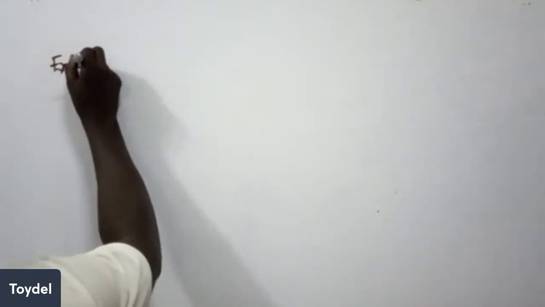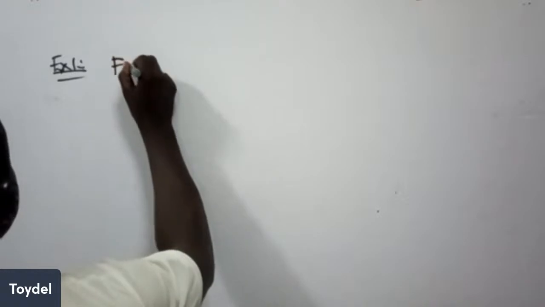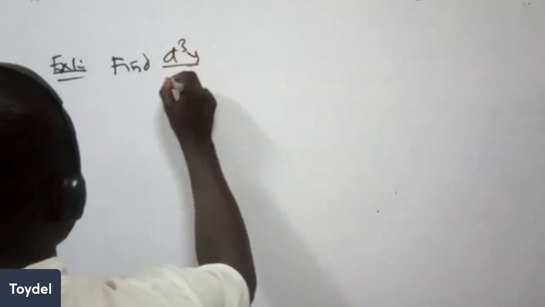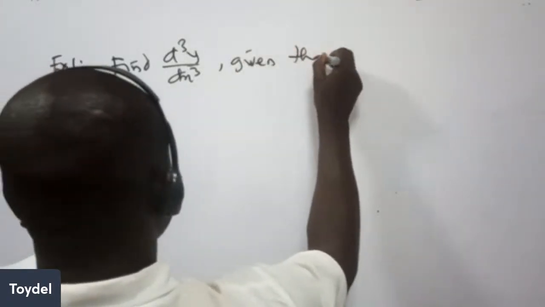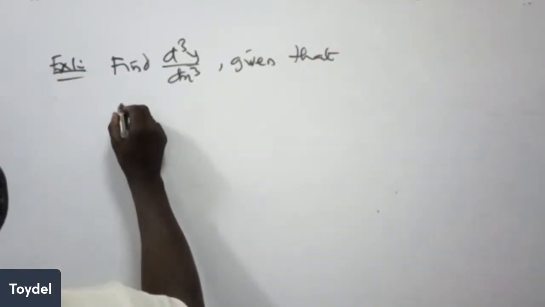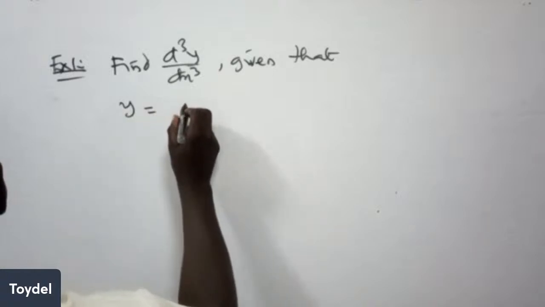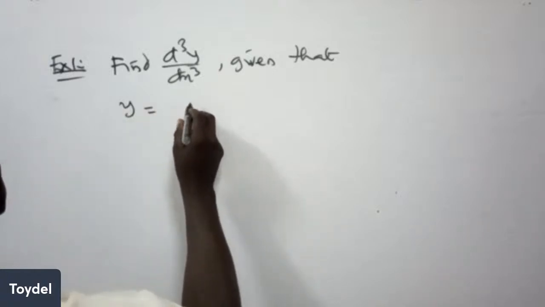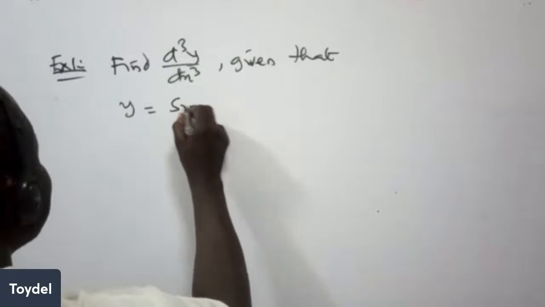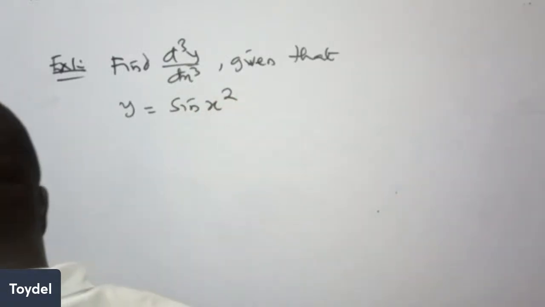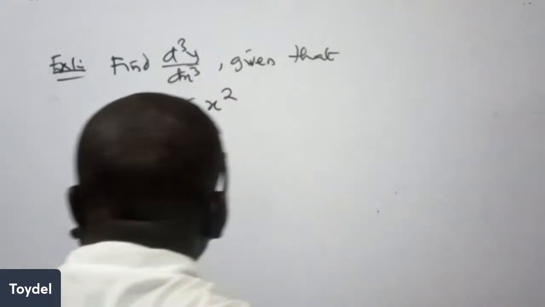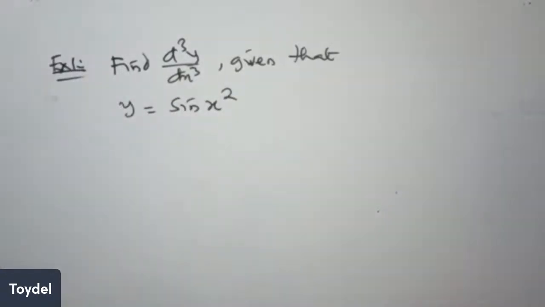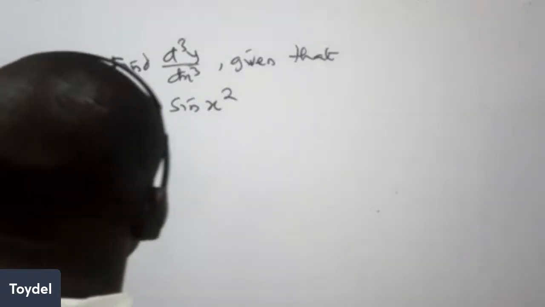Example. Find d cubed y over dx cubed, given that y is equal to sine x squared. So let's look at this. This is sine x squared. It's not sine x all squared, though. It's sine of x squared. So what do we do here? For us to be able to find the derivative of this, we are looking for the third derivative.